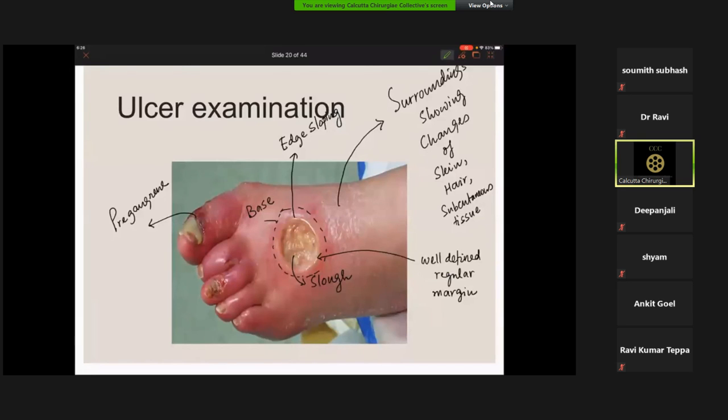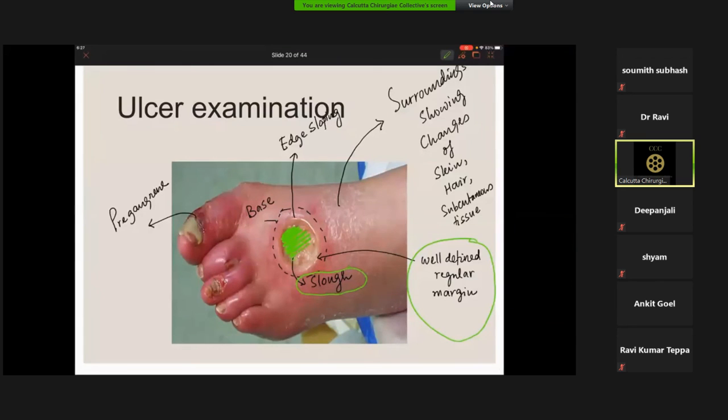Now come to an ulcer. Remember, like all ulcers that we have been describing the whole day, look at the surrounding. So what is the surrounding change that you can see? You can see shiny skin, loss of hair, loss of subcutaneous tissue, suggestive of what? A chronic arterial insufficiency. Now talk about the margin. The margin, as you can see in this one, is a well-defined margin. Now talk about the floor.